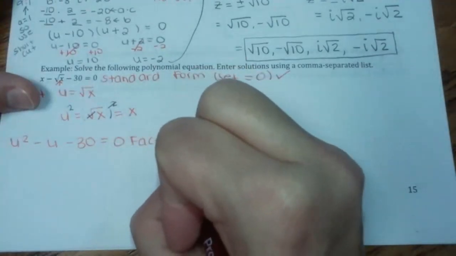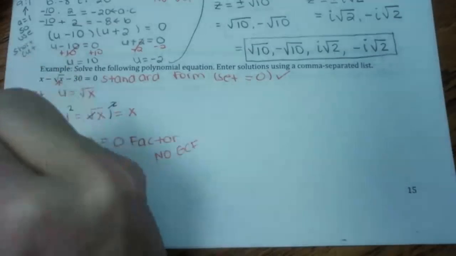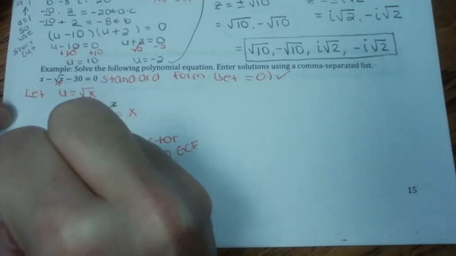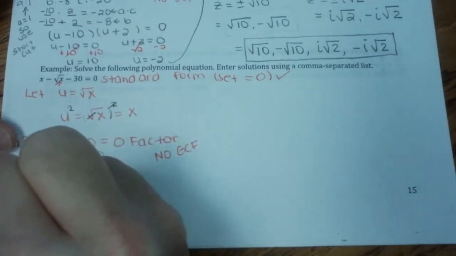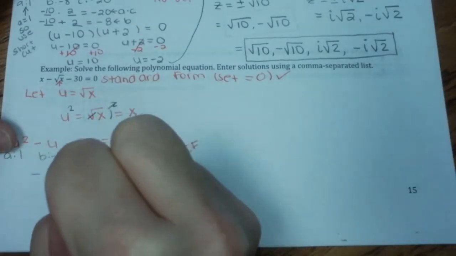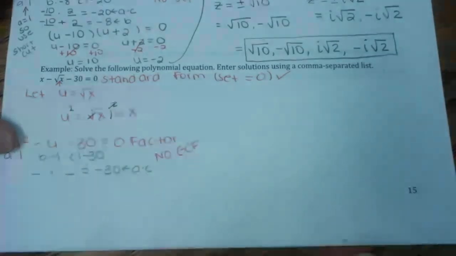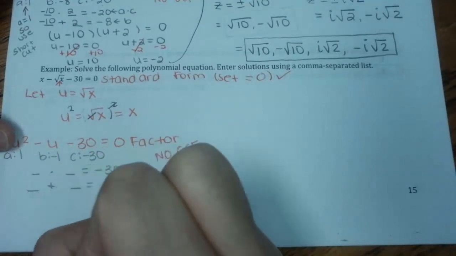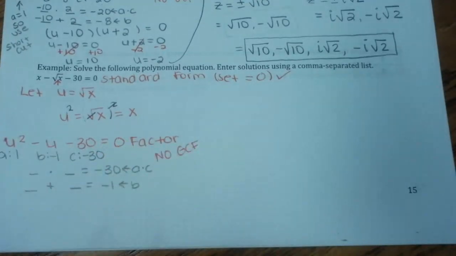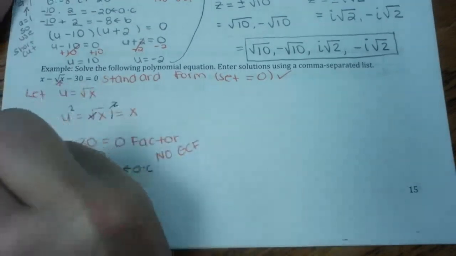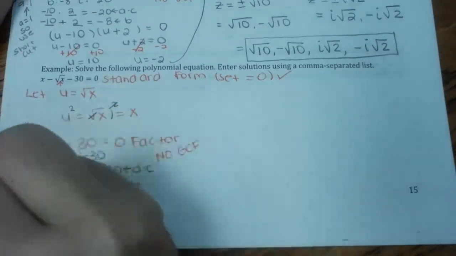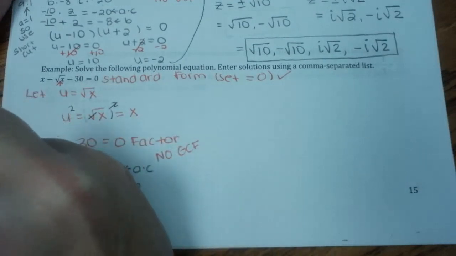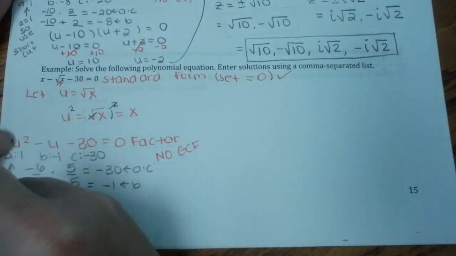There's no GCF. Our A value in front of U squared is 1, B in front of U is -1, C by itself is -30. So we're looking for two numbers that multiply together to give us A times C, 1 times -30, which is -30, and add together to give me B, which is -1. So -6 times +5 would give us -30, and -6 plus 5 would give us -1.